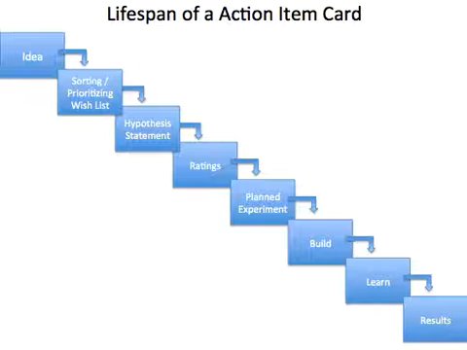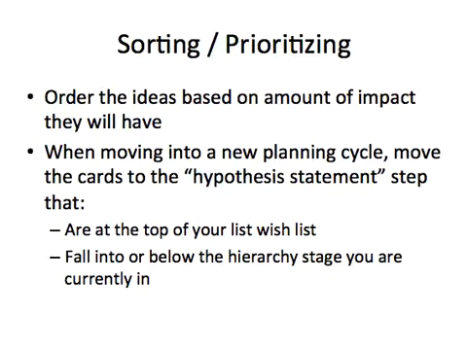All right, so I'm going to go into some of these stages in a little bit more detail. So here's the sorting and prioritizing stage. As I said, order these items based on the impact they will have, and identify which ones to move forward, and usually it's the high impact ones, because moving the action item card into the next stage is a little bit more work. So you want to take the items that are on the top of your list and go into the hypothesis statement stage.